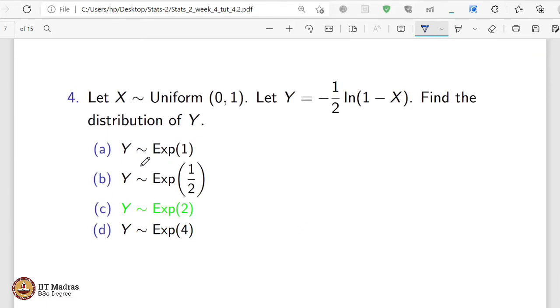So now the fourth question is, x has been defined as a uniform from 0 to 1. It means simply the PDF of x will be from 0 to 1, and the PDF value would be 1 also.